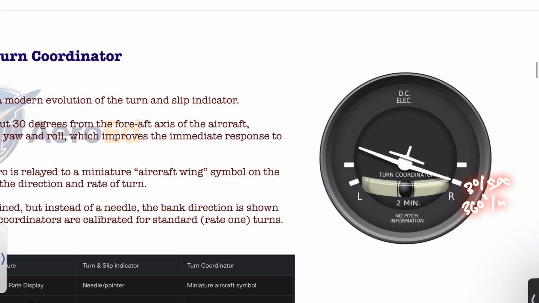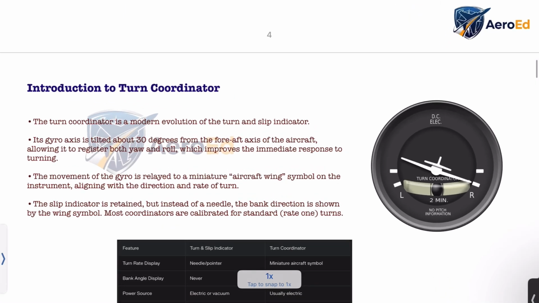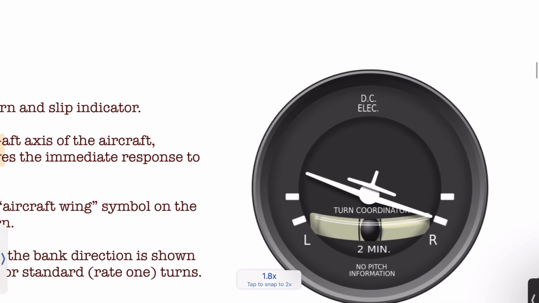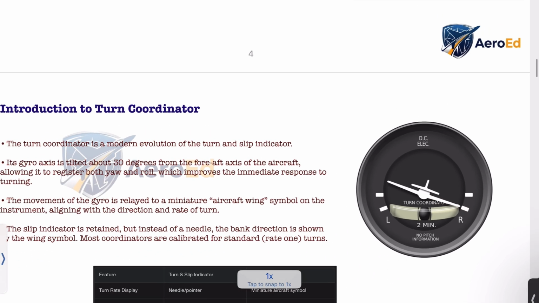Next, the slip indicator is retained, but instead of a needle, the bank direction is shown by the wing symbol. As I have already told you, the needle is now replaced and it is shown by the wing. As you can see, the aircraft is turning towards the right, which means the wing is also towards the right. So this instrument is also indicating that the aircraft is turning towards the right.